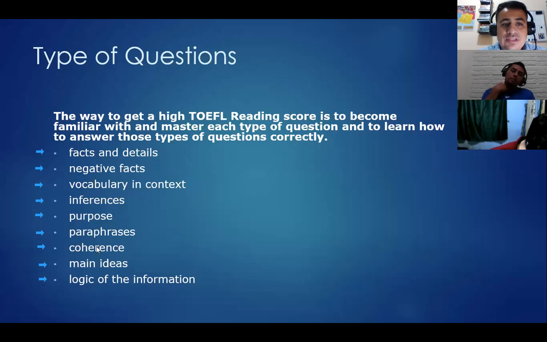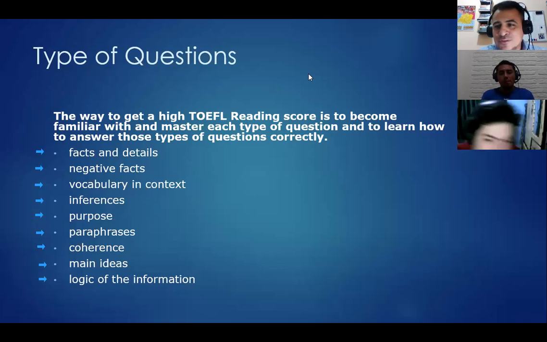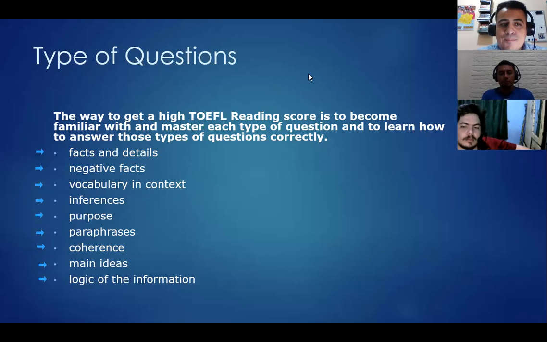These are the different types of questions on the test. Now, I cannot give you the answers for the test, because every test is different. But I can help you be familiar with each question and use different strategies for each question. That's going to help you when taking the test. Very good.